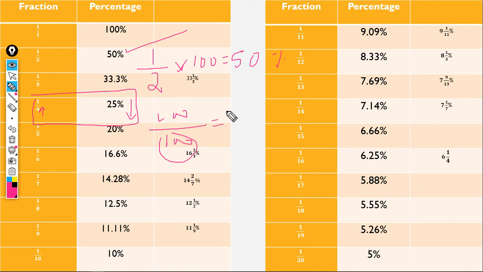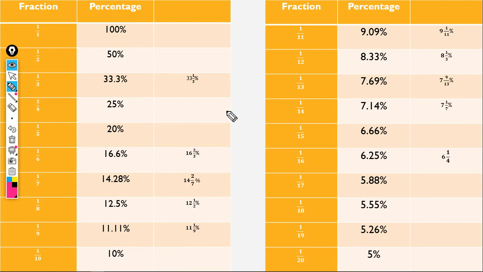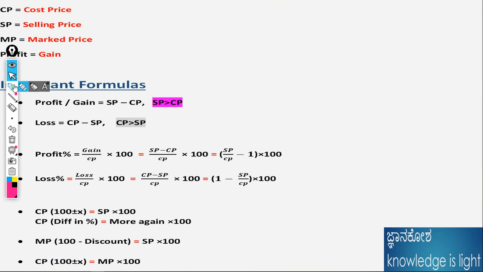Okay, I will take the first problem. See friends, please remember the formula for this. What is meant by cost price? Cost price is if you are buying the material from another person. If you are selling the product to some other person, that is the selling price. Marked price is the fixed value of the product. Profit is when the selling price is greater than the cost price. If the selling price is less than the cost price, that is a loss.